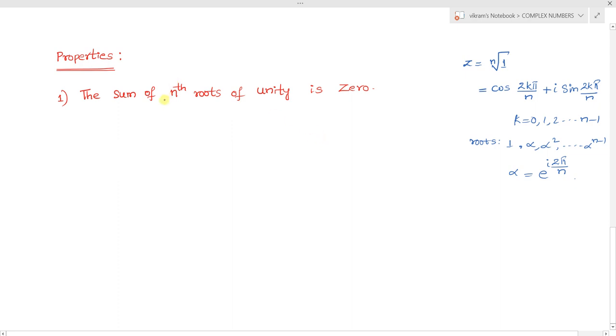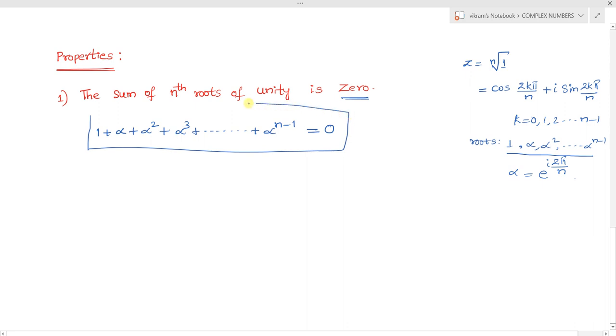Now, the first property we need to know is that the sum of the nth roots of unity is 0. What are the roots? For the nth root of unity we have 1, alpha, alpha square, up to alpha power n minus 1. The sum of all these, that is 1 plus alpha plus alpha square plus alpha cube and so on plus alpha power n minus 1, is 0. Now we need to check whether this property is true or false.